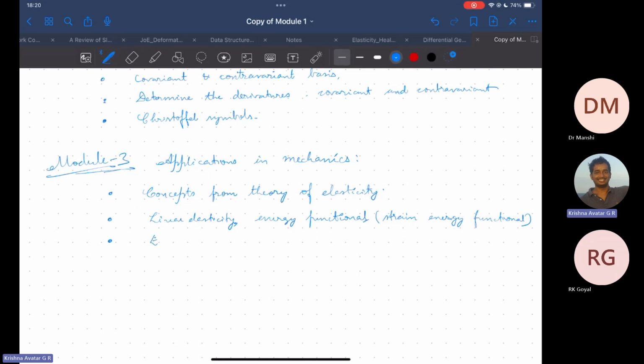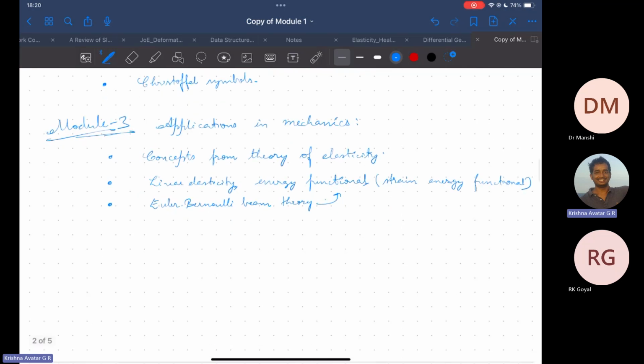And we will slightly discuss some of the beam theories, just the Euler-Bernoulli beam is what we will look at. We'll just try to cover the overall aspect. We won't go too much into beam theory, just how it's formulated. So how do we formulate the energy functional for the case of Euler-Bernoulli beam theory? Then we move a step forward, and then we would talk about some of the rod theories.